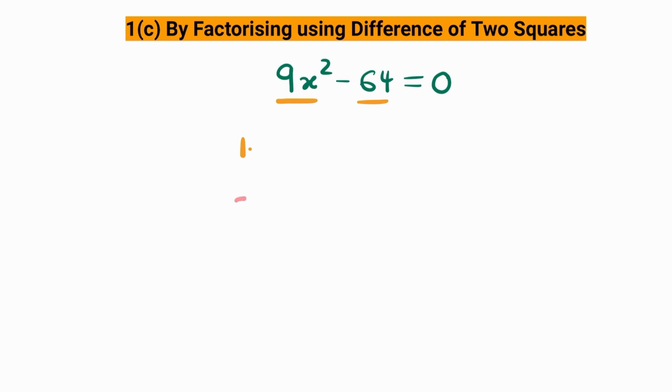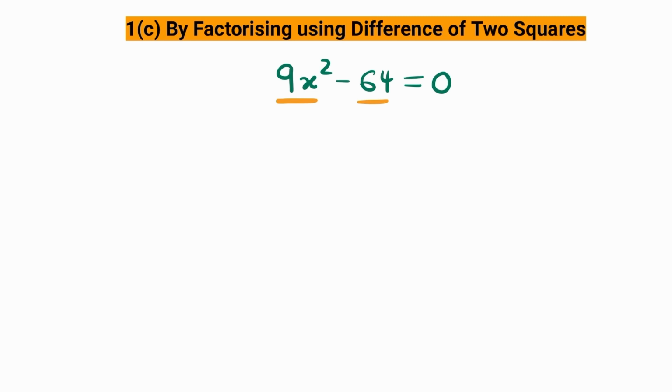And then the second condition is that we should have a negative sign in front of one of the terms. Not both of the terms, only one of the terms. Here we have a negative sign in front of 64. So those are the conditions that we have to use in order to apply difference of two squares. Now let's try to apply this method.